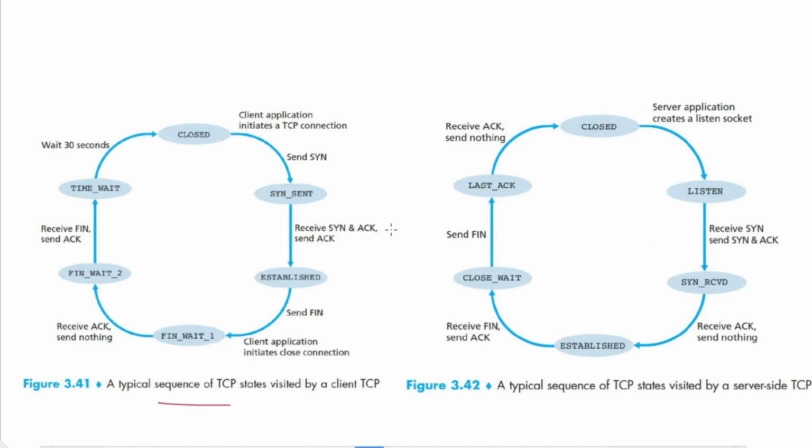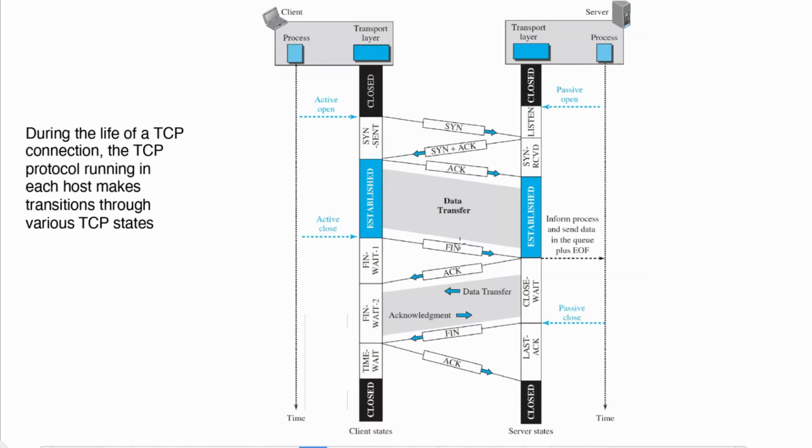So these are the states through which TCP goes through the connection establishment phase, the data transfer, and then the connection termination phase. So these are the set of states. I hope this is pretty simple. You just need to understand how connection termination and connection establishment happen.